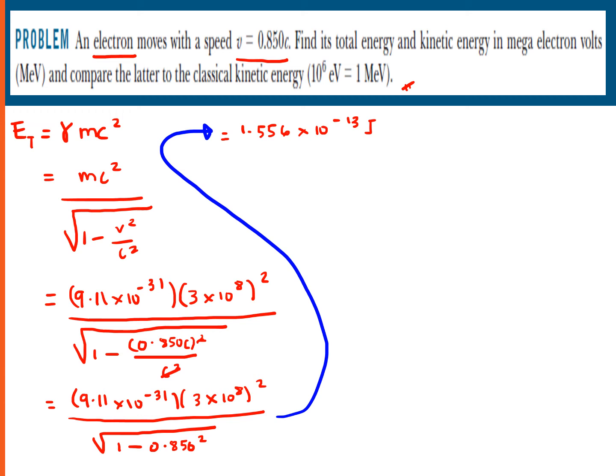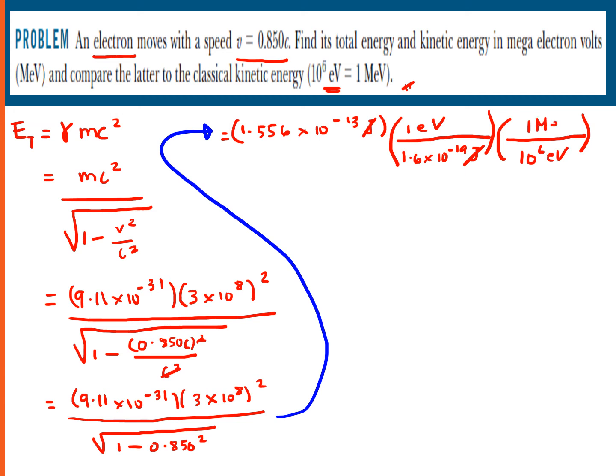So we need to change joules to electron volts, then to mega electron volts. To do that, we would multiply this with our conversion factor, that 1 electron volt is equal to 1.6 times 10 to the power of negative 19 joule. That allows us to cancel the unit of joule, leaving us with electron volts. Also, to convert electron volts to mega electron volts, we would use the conversion factor that says for every 10 to the power of 6 electron volts, we have 1 mega electron volt. That allows us to cancel the electron volt, and this expression would give us 0.973 mega electron volts. And this is our total energy.